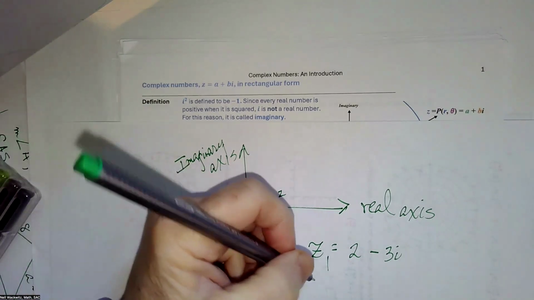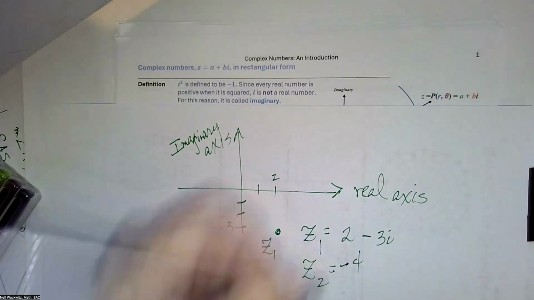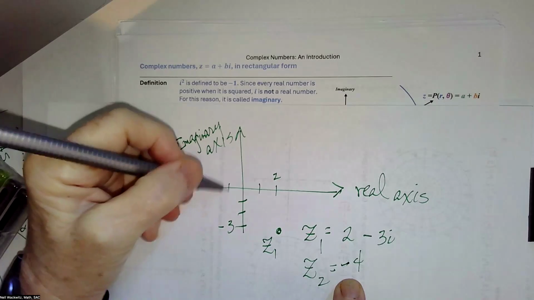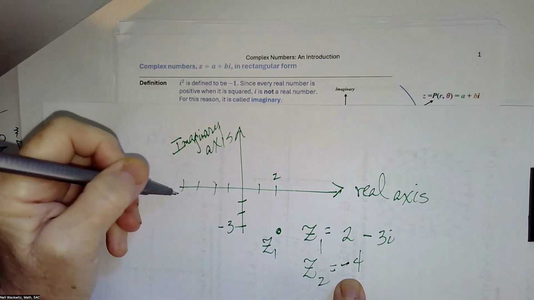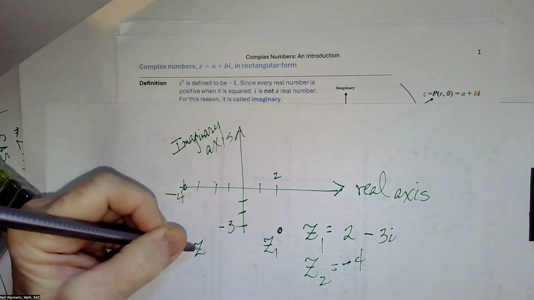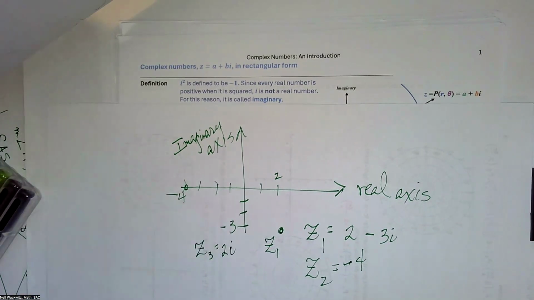Where would we plot the number -4? In other words, what if we don't have an imaginary part? Wouldn't it just be on the x-axis? Perfect. Yes. Real one, sorry. Yeah, exactly right. And what if we have a number that is purely imaginary? And it would just be on the imaginary axis. Good.